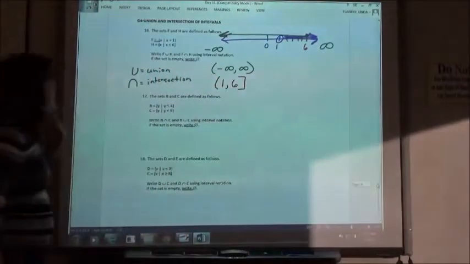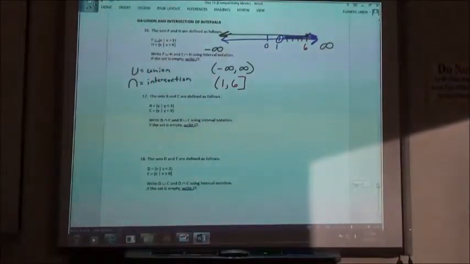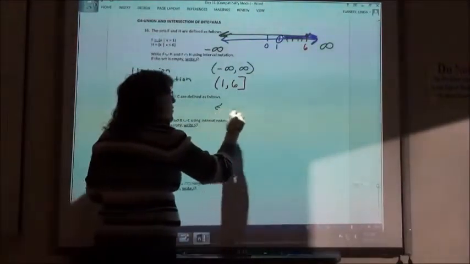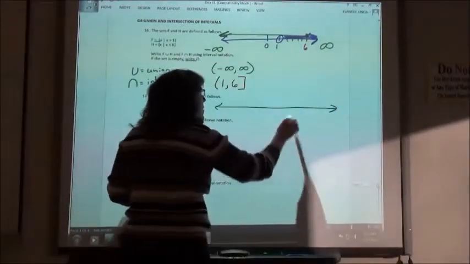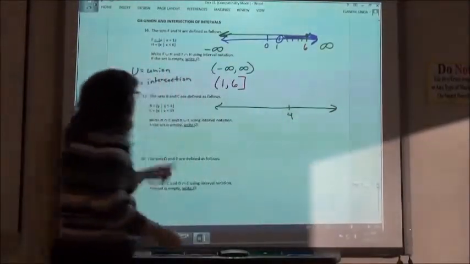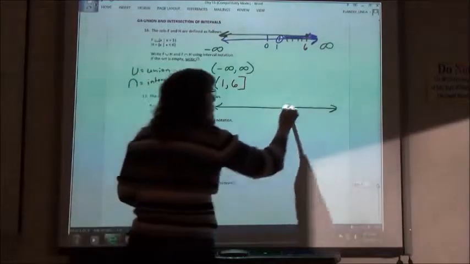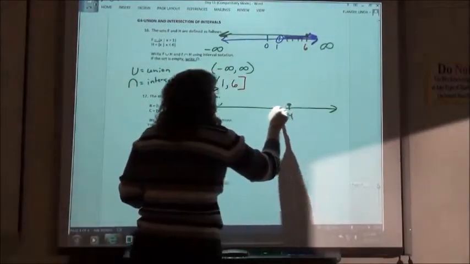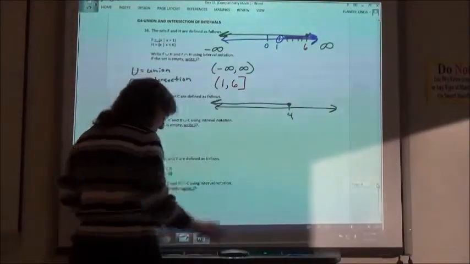So number 17 says the set B and C are defined below as follows. B is the set Y such that Y is less than or equal to 4. So if I have my number line, wherever 4 is, I'm less than or equal to the 4, so I have a filled in dot on the 4. I'm doing everything going to the left.